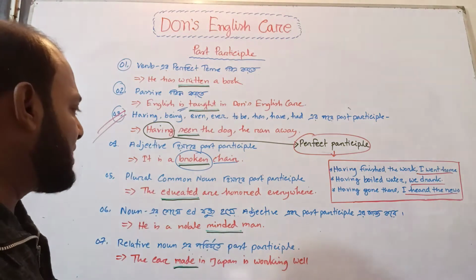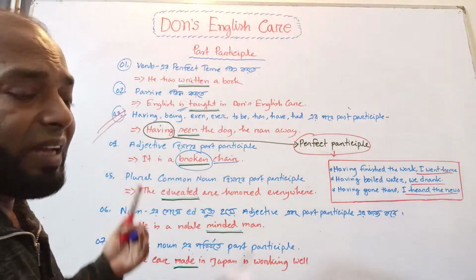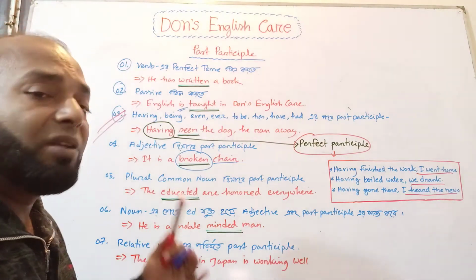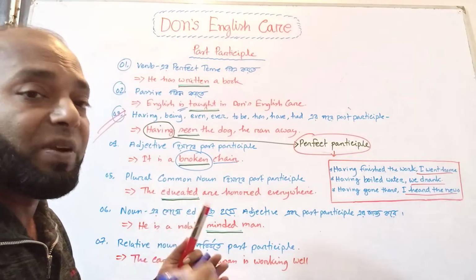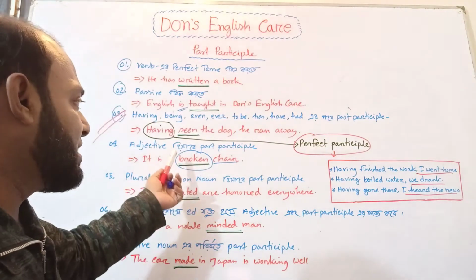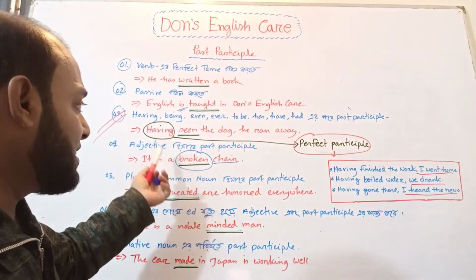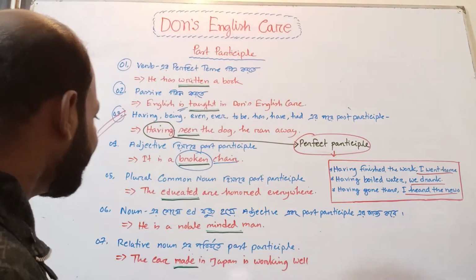Again, I'm just going to discuss here. Before a noun, if we see any kind of verbal word that contains verb 3, the past participle form, that is the use of an adjective. As an adjective, the past participle is used.